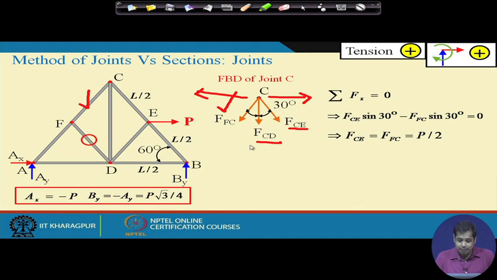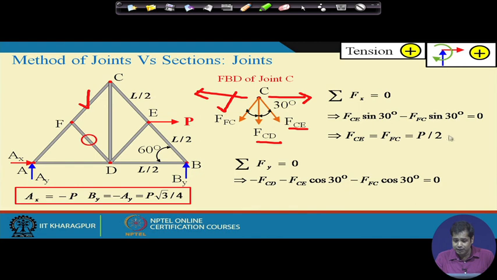Now, once we know this, next we take the equilibrium equation, summation of forces in y direction is equal to 0. Again, vertical component of this, vertical component of this, and then member force CD itself. They are all in the vertically downward direction. Again, as per our sign convention, these are all negative forces. So FCD, then FCE vertical component, and then FC vertical component. We already know FC is equal to P/2, and if we substitute that, we get FCD is equal to minus P√3/2. This is the member force in CD.